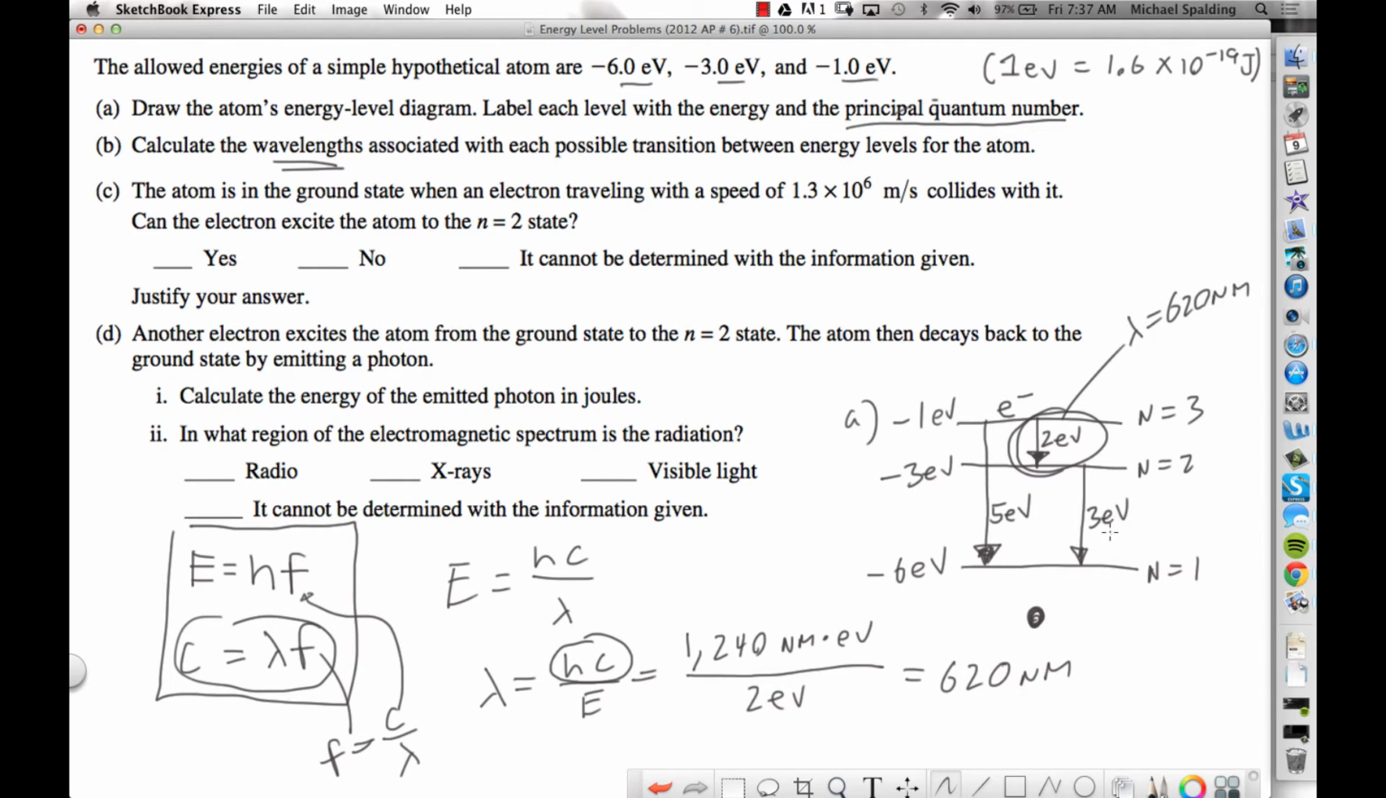Okay, how do we get the wavelength of this one? Just change the 2 to a 3. And then that comes out as 413 nanometers. So this one is wavelength 413. And then how do we get the wavelength of this one? Just change that to a 5. And then that gives us 248. So those are the 3 possible wavelengths, right?